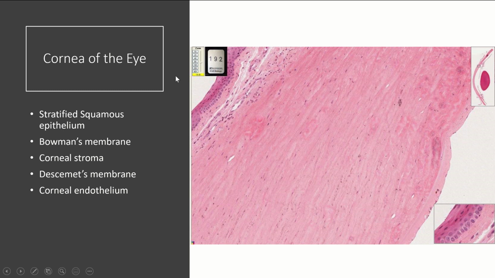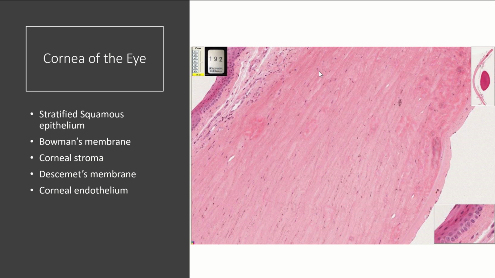The next one is going to be Bowman's membrane. And so that's kind of just like the connective tissue below the stratified squamous epithelium. So right here is going to be Bowman's membrane, okay, a special kind of band of connective tissue. Here is going to be the corneal stroma. So that's where we've got most of the regular connective tissue. There's going to be a bunch of fibroblasts and stuff in there.